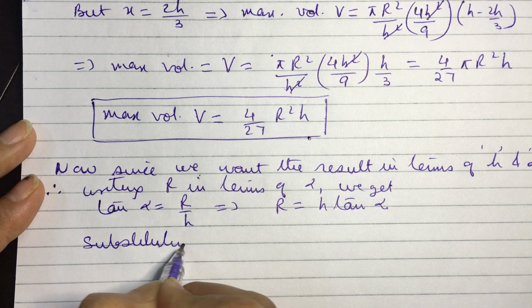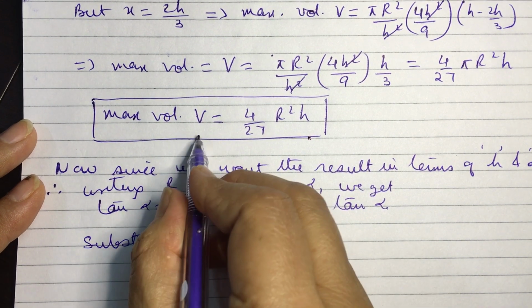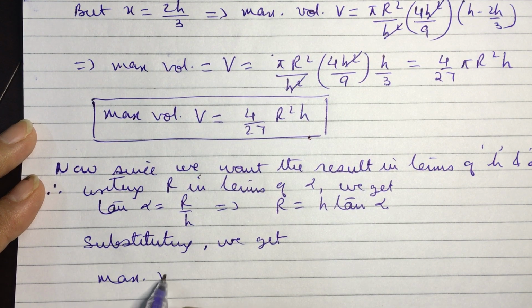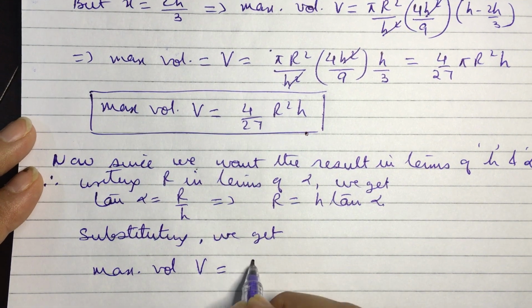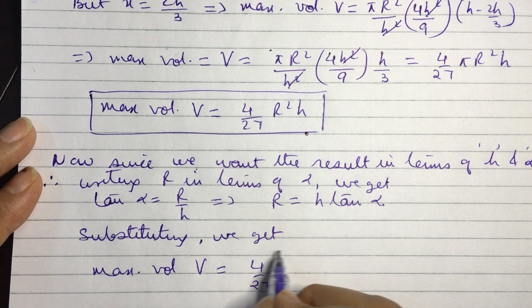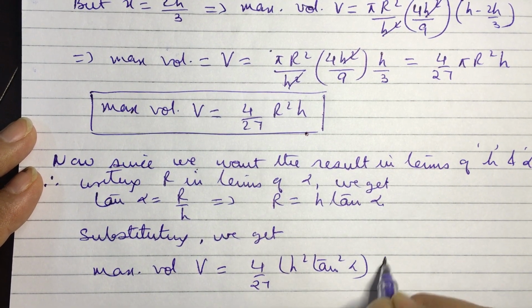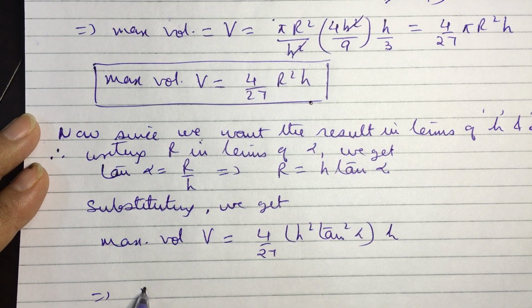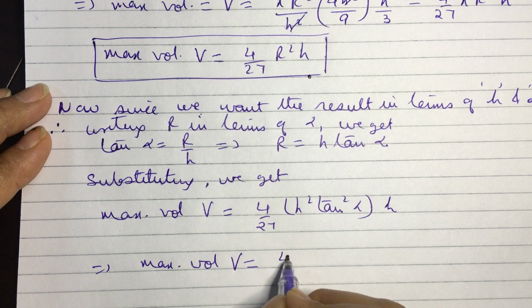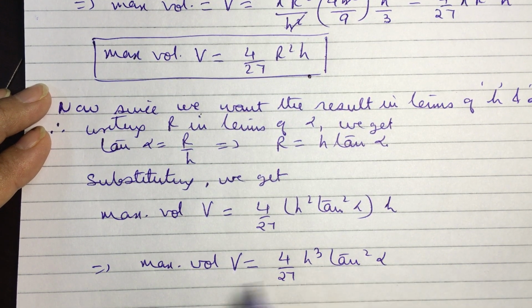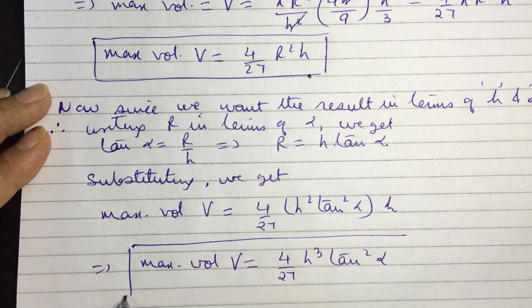Substituting in the above expression, we get maximum volume V is equal to 4 by 27 pi, r will be h squared tan squared alpha into h, and so we get maximum volume V equal to 4 by 27 pi h cube tan squared alpha, hence proved.